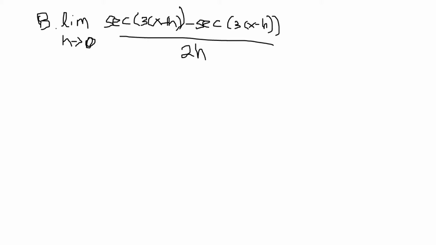Part B says the limit as h approaches 0 of secant of 3 times x plus h minus secant of 3 times x, all over h. We know that this is the definition of the derivative, so this is all equal to f prime of x. Because this is the definition of the derivative, we can use that to say that f of x is equal to secant of 3x.